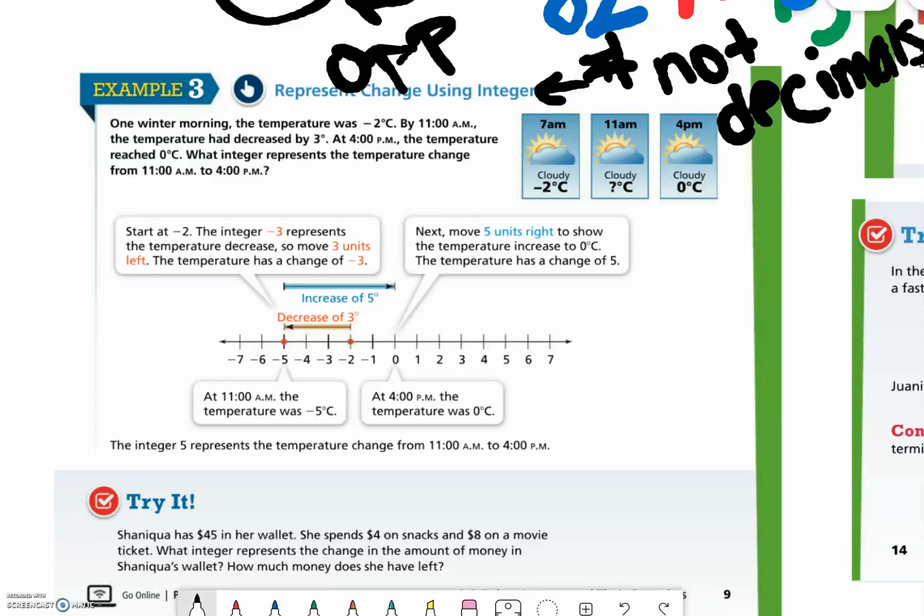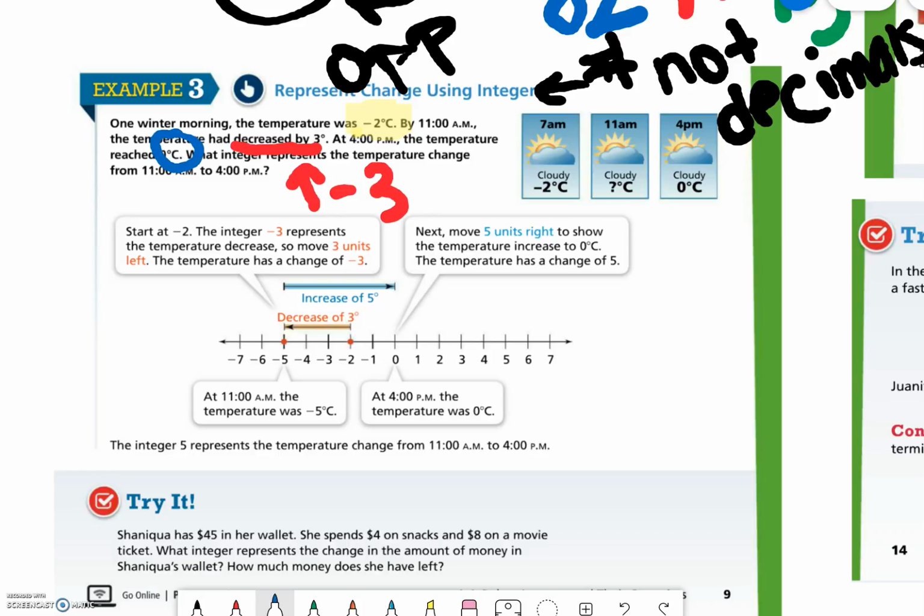So it says, one winter morning, the temperature was negative 2 degrees Celsius. By 11 a.m., the temperature had decreased by 3. So I'm going to denote this, decreased by 3. I know that's negative 3. Also, I'm going to highlight the fact that it was negative 2 degrees Celsius when we started. At 4 p.m., the temperature reached 0 degrees Celsius.